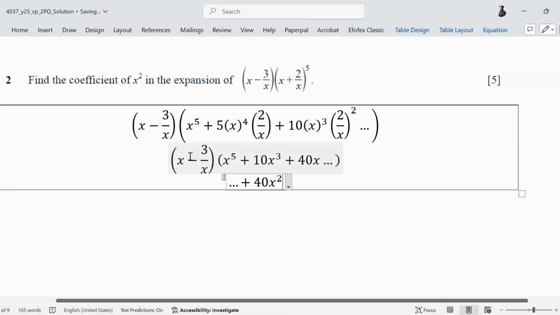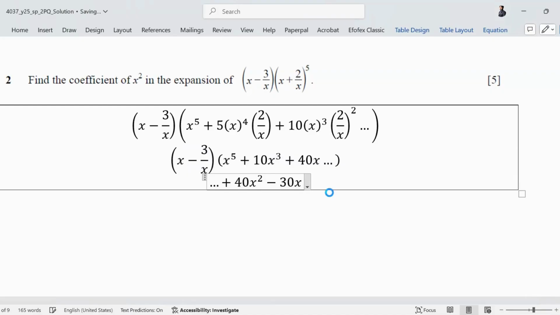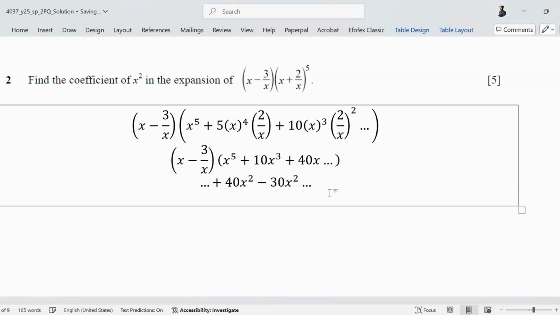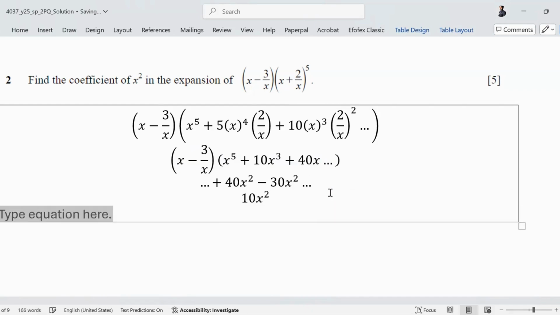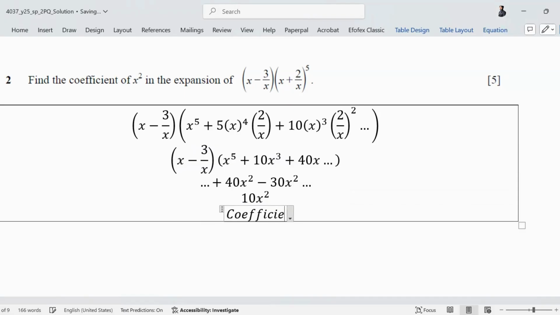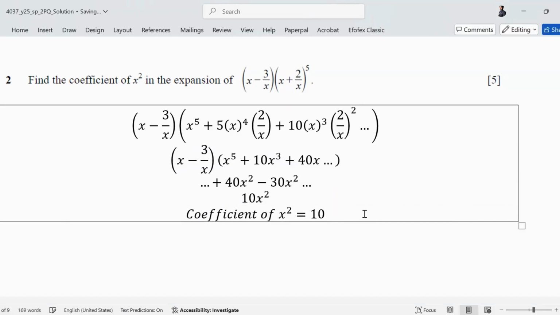Similarly, minus 3 upon x, if I multiply it with x to the power 5, I do not get x square, I get x to the power 4. If I multiply it by x cube, I do get x square, which is minus 30x squared. There are no other terms that have an x square, so this simplifies to 10x squared. So the coefficient of x squared is basically 10. This was question number 2.